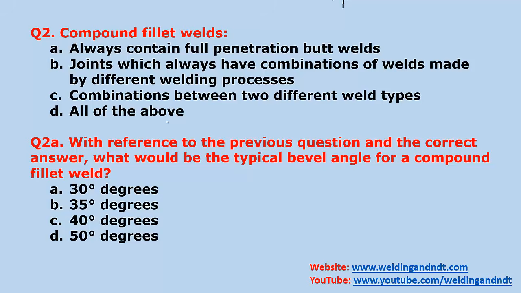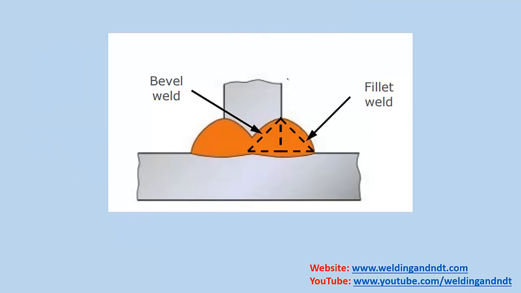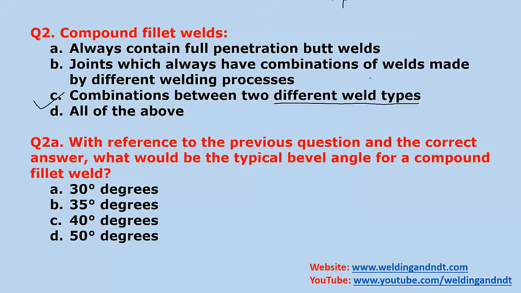So friends, compound fillet welds are those types of fillet welds in which there will be a combination of two types of weld. Means there will be groove weld and there will be fillet weld, both types. So the answer will be combination between two different weld types. And what type of weld will be there? First one will be the groove weld. Here you can see bevel weld is written. Bevel is nothing but the groove. A groove has been made and the groove weld has been done. So first there will be groove weld, and then there will be fillet weld. So a combination of two types of weld, groove weld and fillet weld, will be called a compound fillet weld.